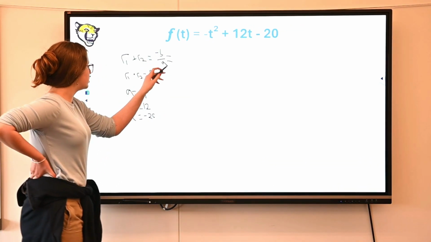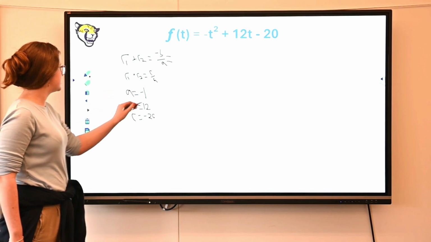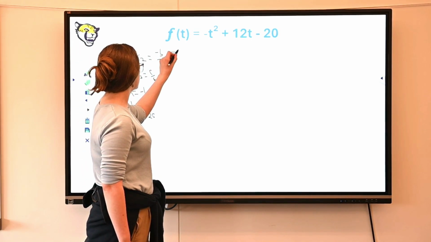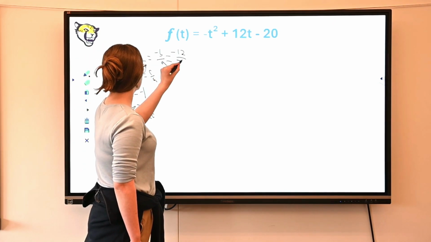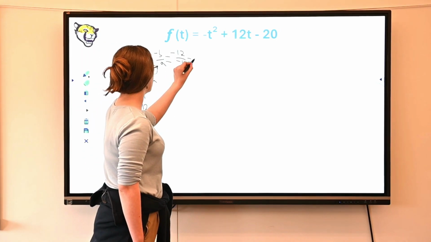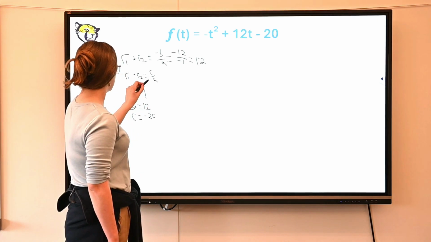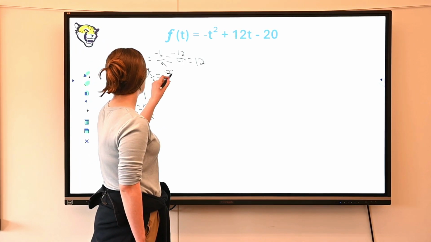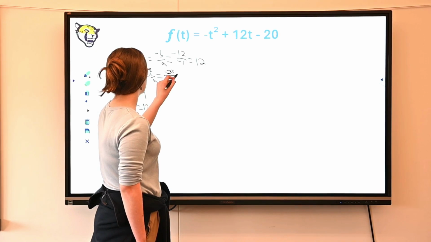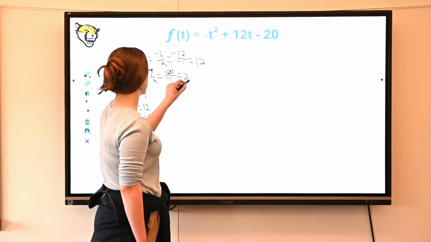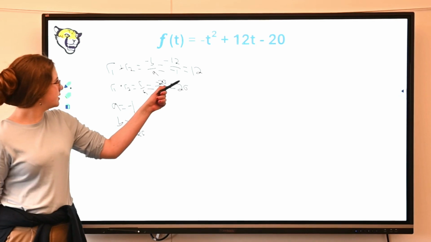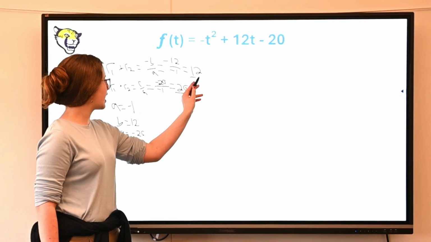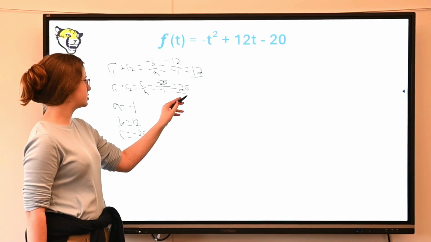And so, knowing our a, b, and c, we can fill these in to get -12 over -1, which would equal 12, and then multiply our roots to get -20 over -1, which is also a positive number, 20. So we need to figure out a pair of numbers that satisfies both conditions of adding to 12 and multiplying to 20.